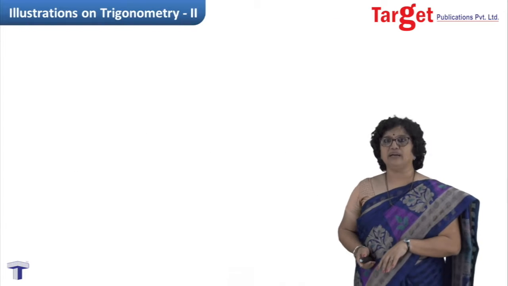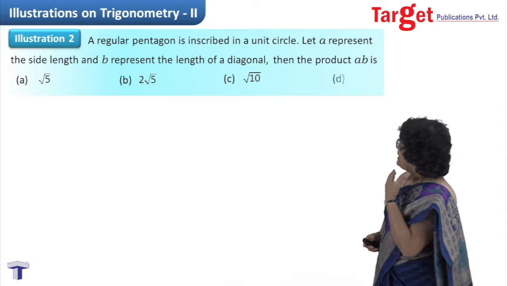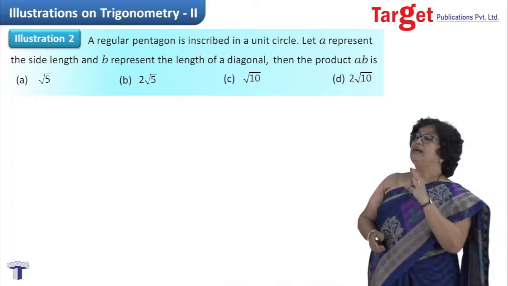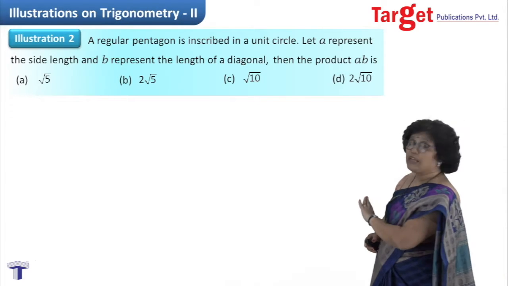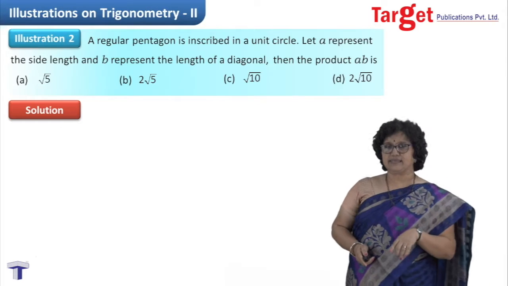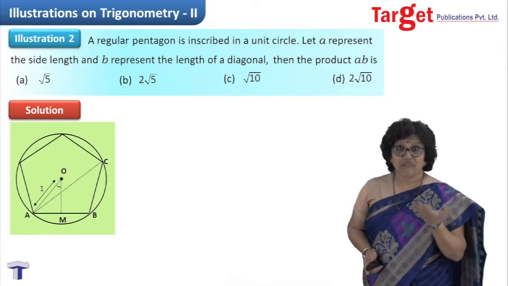Now I move from here to the next one. And the next one is a regular pentagon is inscribed in a unit circle. Let A represent the side length and B represent the diagonal length. Then product AB is. And what do you think? What we will have to do? We will have to draw the figure first.